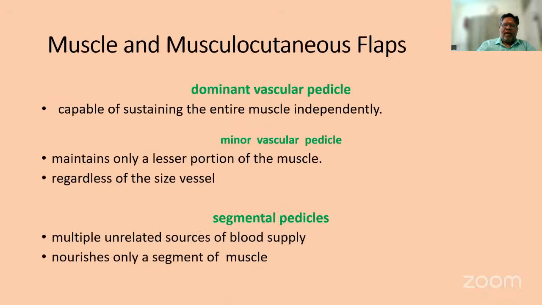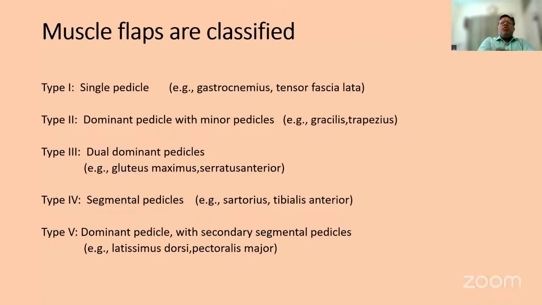Before going to the classification, we should understand what is a dominant vascular pedicle, a minor vascular pedicle, and a segmental vascular pedicle. A dominant vascular pedicle is a pedicle which can sustain the entire muscle as a flap. A minor vascular pedicle cannot sustain the entire muscle, only 75 to 80% of the muscle, and the distal 20% cannot survive on the minor vascular pedicle. Whereas in segmental pedicles, there are multiple unrelated sources of blood supply, and each one of them can supply nearly 30%. So muscle flaps are classified as type 1 to 5 based on these concepts.